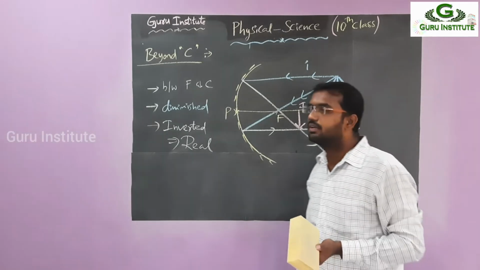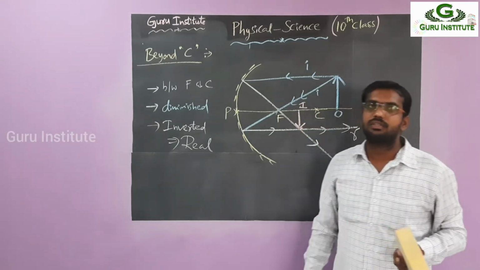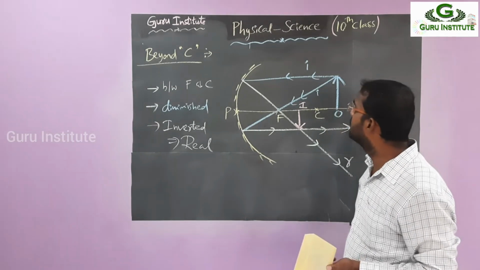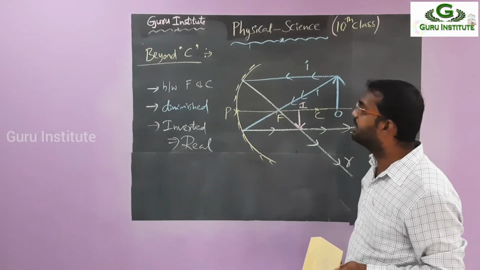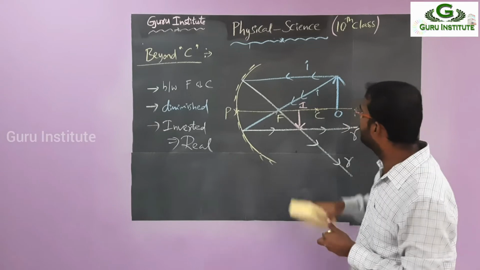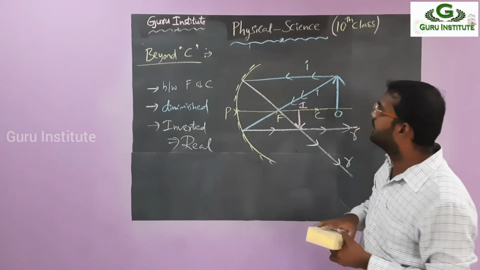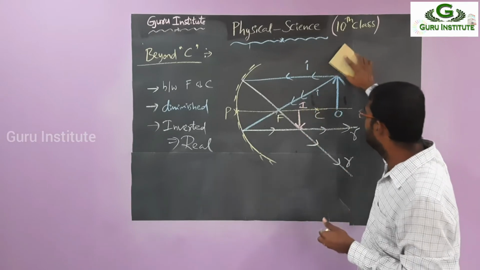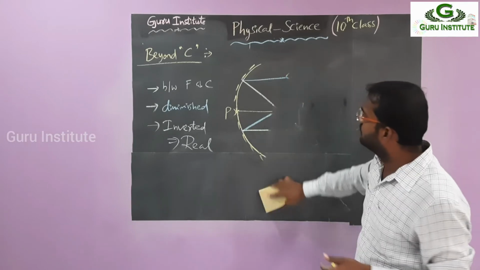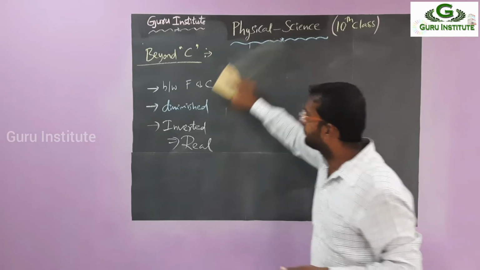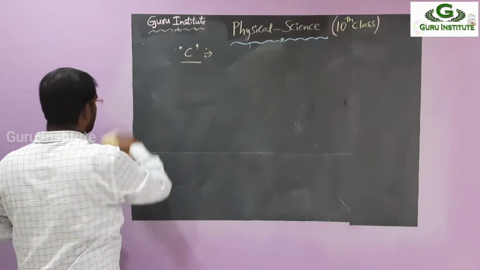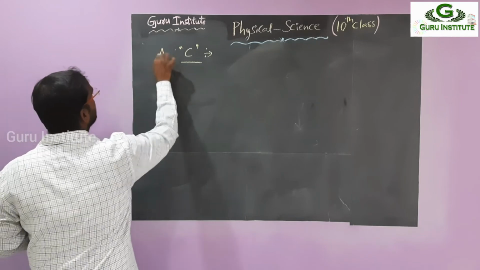Okay. So beyond C case is over. Then we have to see about the case between F and C. Beyond C is over. Then after that it is moved to here. So at C we have to see. So it is over. So next, coming to the next one, at the position of C.